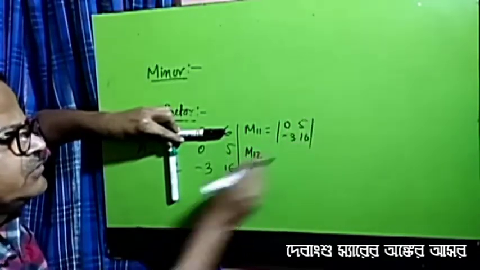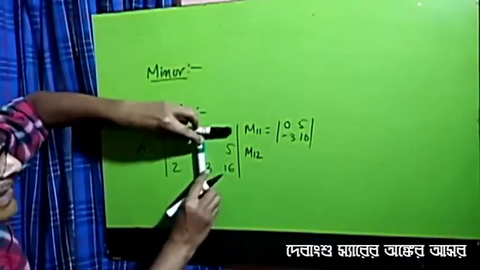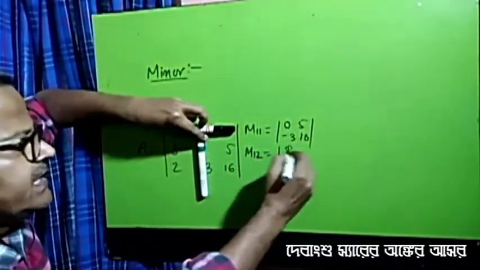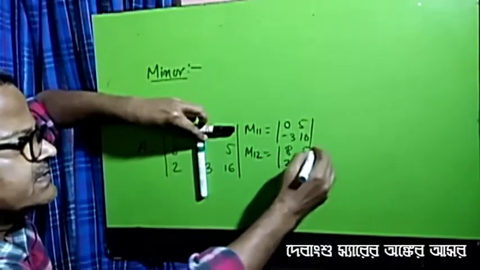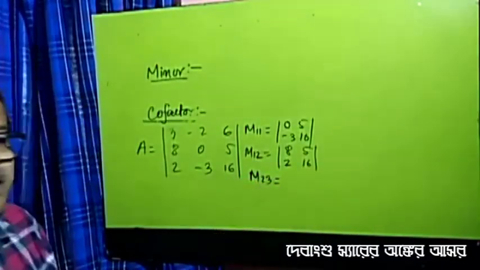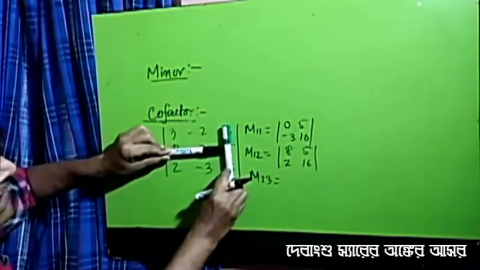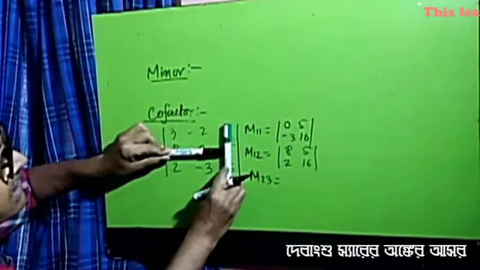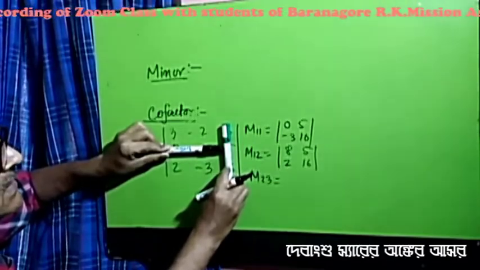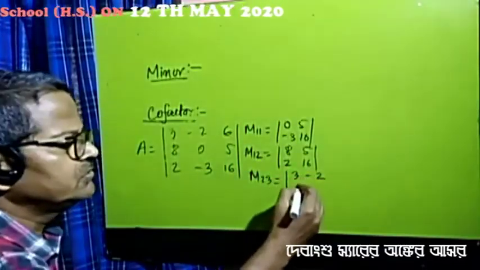So what is M12? 12 means first row, second column. So we have to eliminate the first row and second column. After eliminating the first row and second column, the only remaining elements are 8, 5, 2, and 16. Next, say M23. It is second row and third column. Second row is this and third column is this. So after eliminating, we get 3 minus 2, 2 minus 3. Look at the only visible elements.